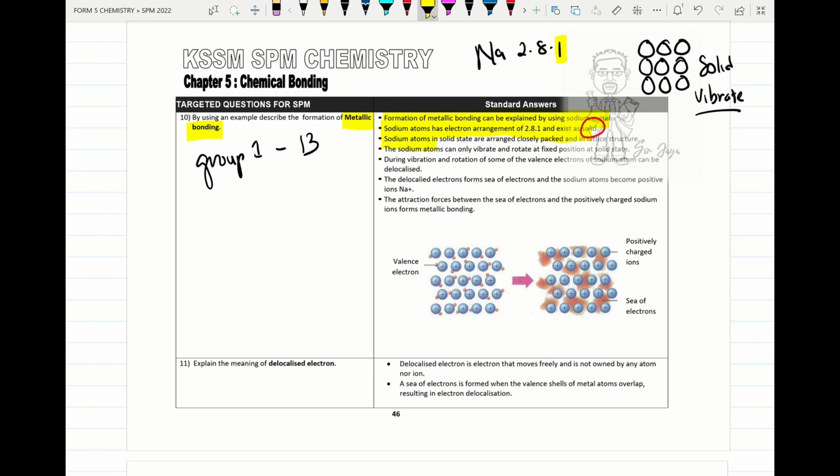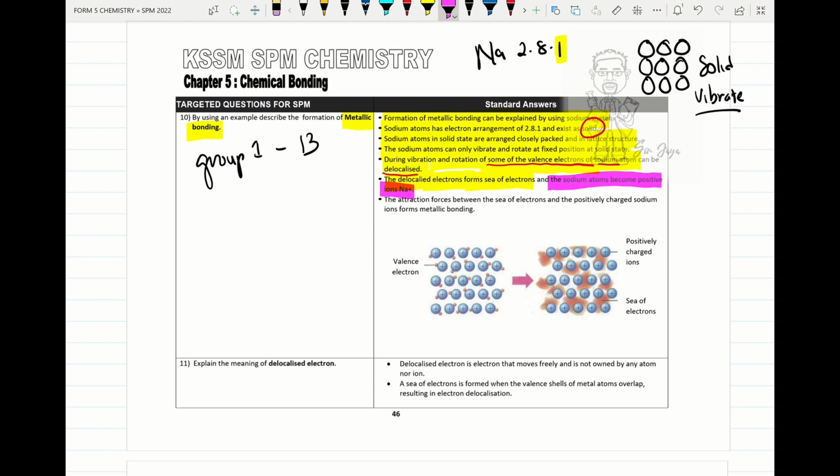All right, so the solid sodium atoms in solid state are arranged closely packed in a lattice structure. The atoms can vibrate and rotate at the fixed position. During vibration and rotation between the atoms, some of the valence electrons of the sodium atom can be delocalized, can move out from the valence shell. This electron will form a sea of electrons. The delocalized electrons will form a sea of electrons, and the sodium atom becomes a positive ion.